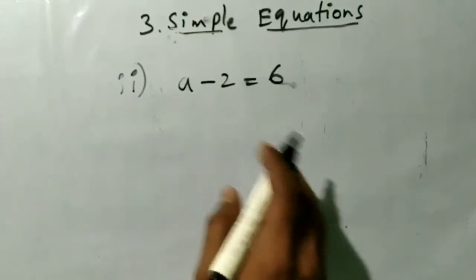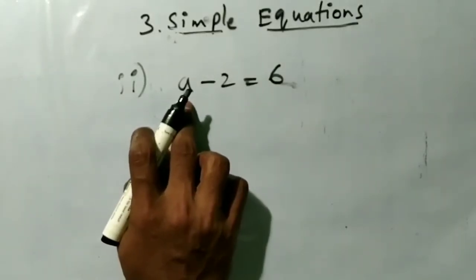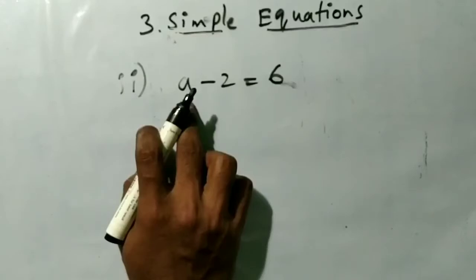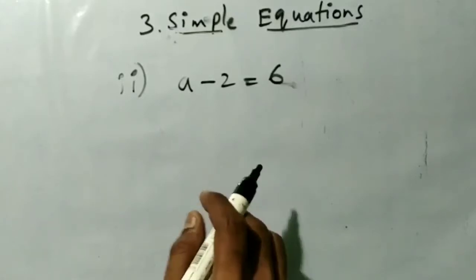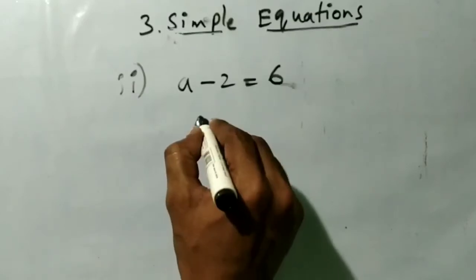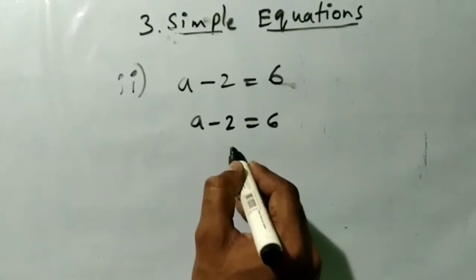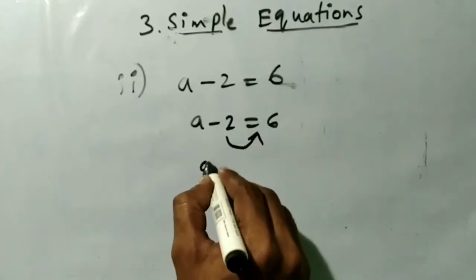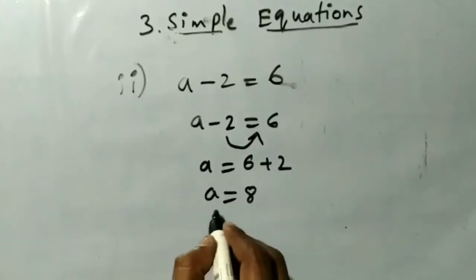That is a minus 2 is equal to 6. So we have to find the a value here. In the question they have given that solve the following equation by trial and error method, so we have to follow the previous method only. There is another method to find the a value. a minus 2 is equal to 6. Here 2 is subtracting, so let's take it to the other side, the opposite side, and it becomes addition. That is a is equal to 6 plus 2. That is a is equal to 8. So the a value is 8.